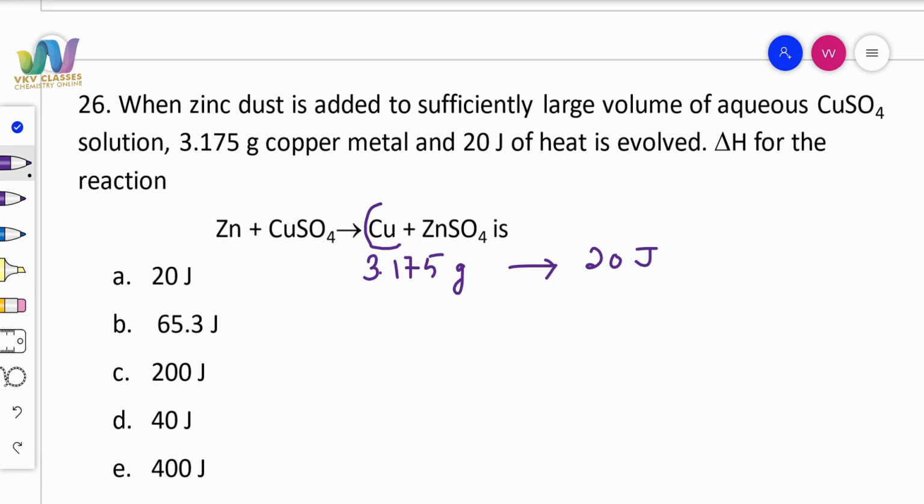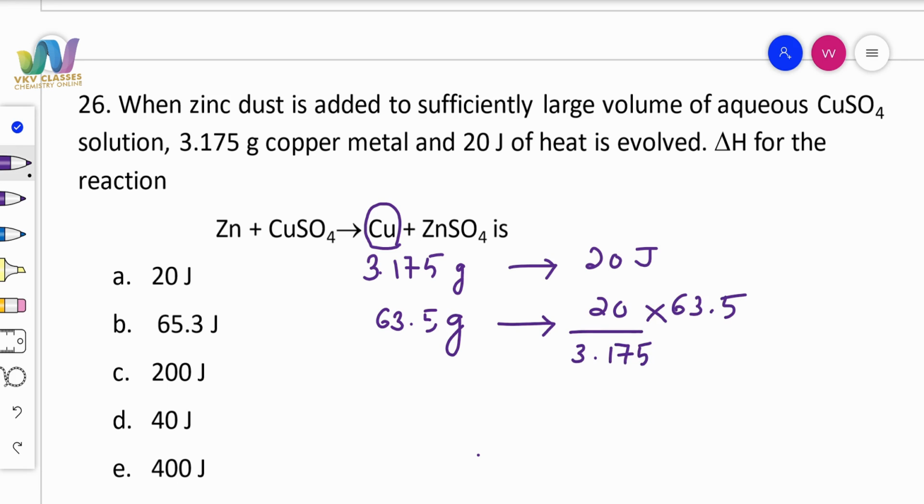Now the equation contains 1 mole of copper. So 1 mole of copper means 63.5 grams. So the energy released will be 20 by 3.175 into 63.5. That gives you 400 joules of energy.